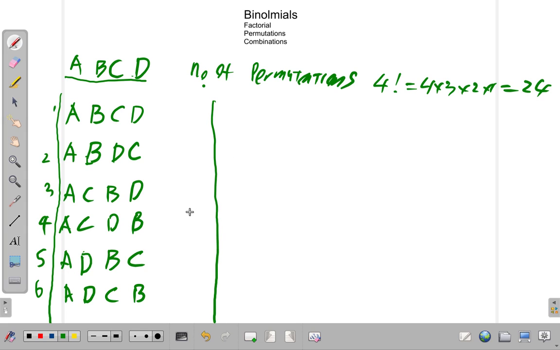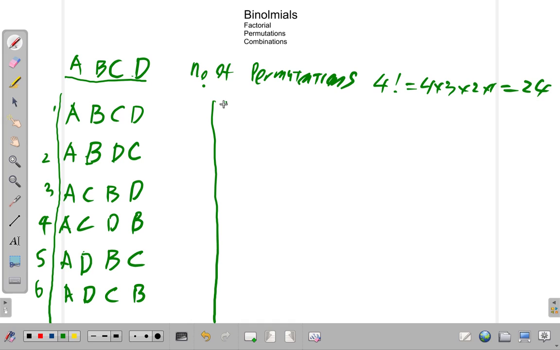So we started with A. Is there any other arrangement where we could start with A? Well, we start with A then B, then we did A then C, then we did A then D. So we have run out of arrangements starting with A. Let's start with B now then.